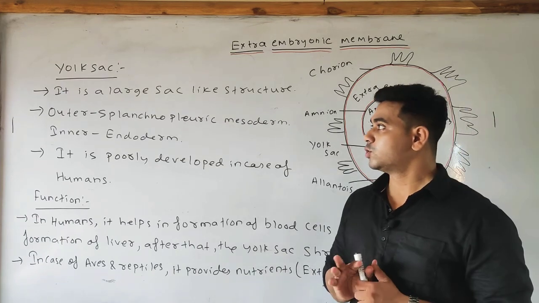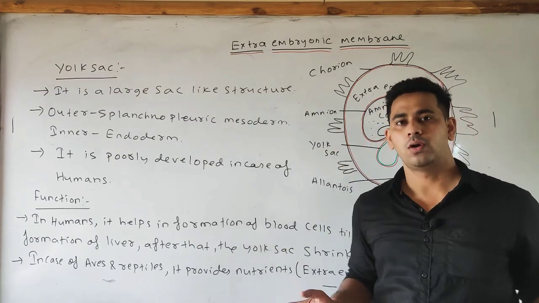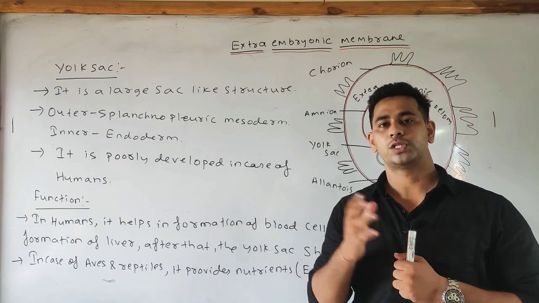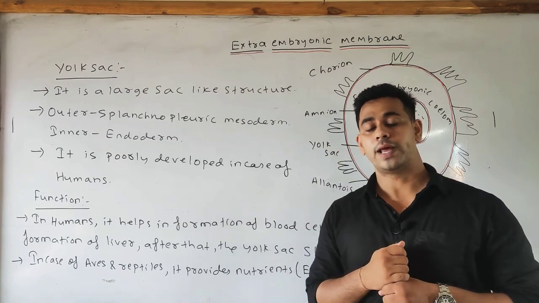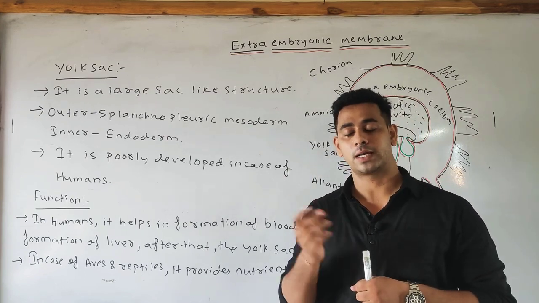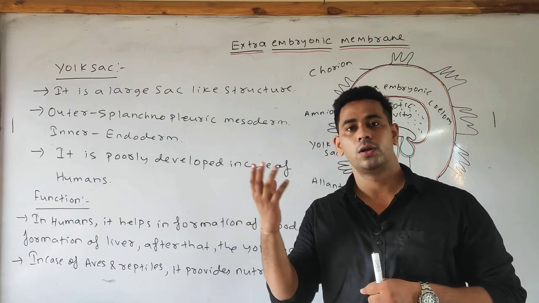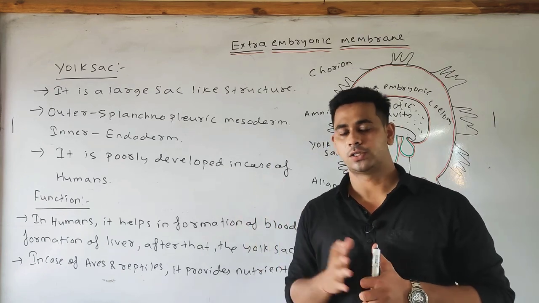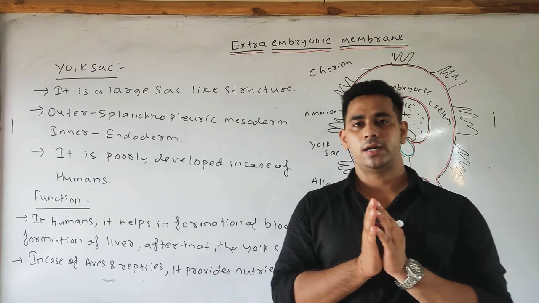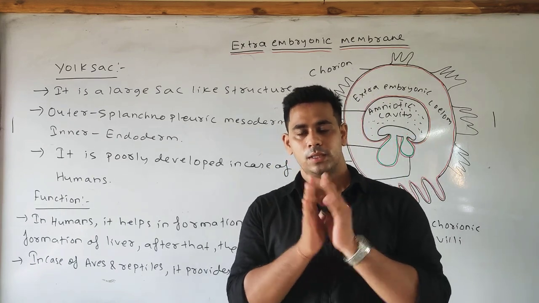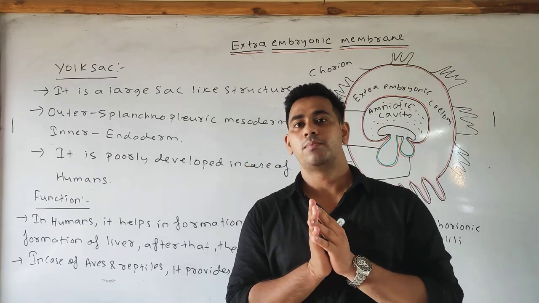Okay, so this is all about the whole portion of your extra embryonic membrane, which consists of chorion, amnion, allantois and yolk sac. We have studied in detail the complete diagram, the complete structure and the complete function.